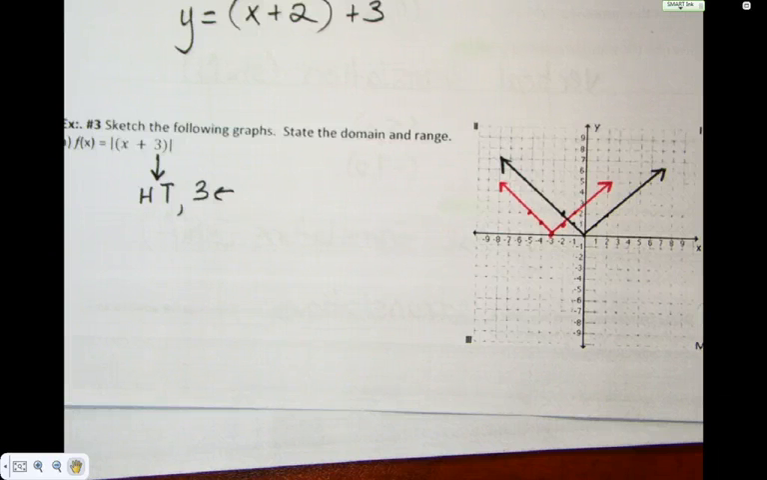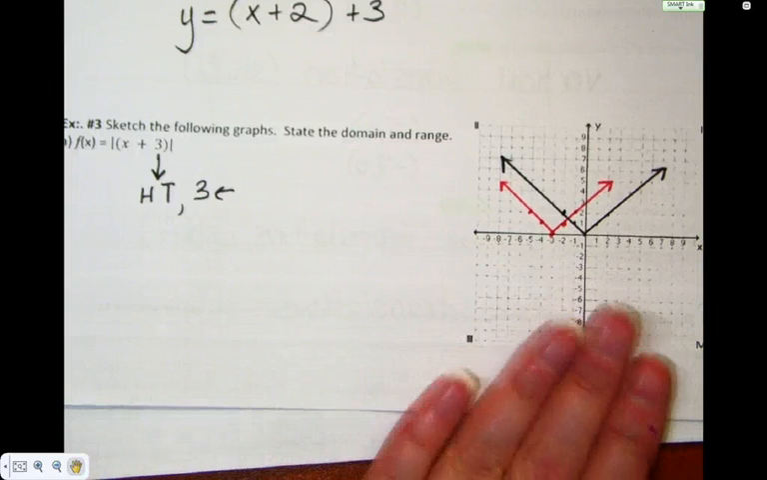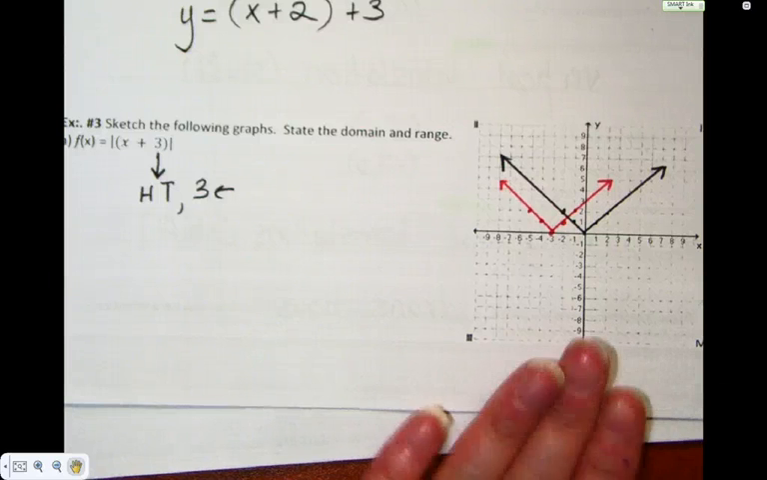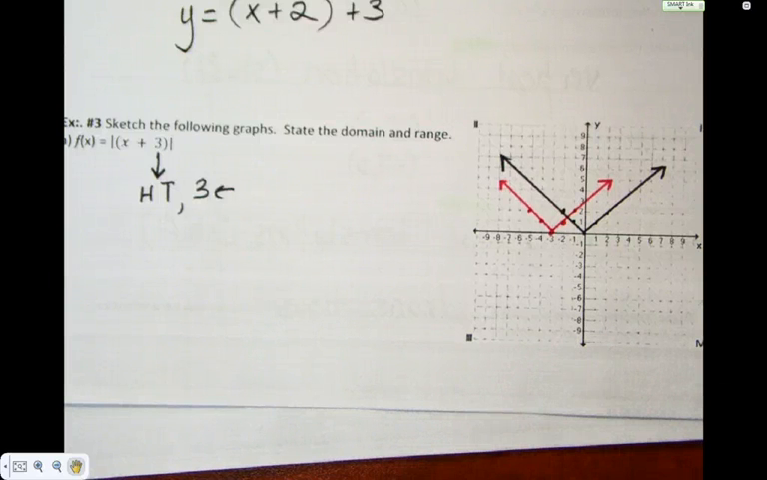Exactly where we started with parabolas last year, we're just doing it with different kinds of functions now. So this is how we started parabolas. We move them over, we move them up and down. Same thing, we're just doing it with an absolute value this time.